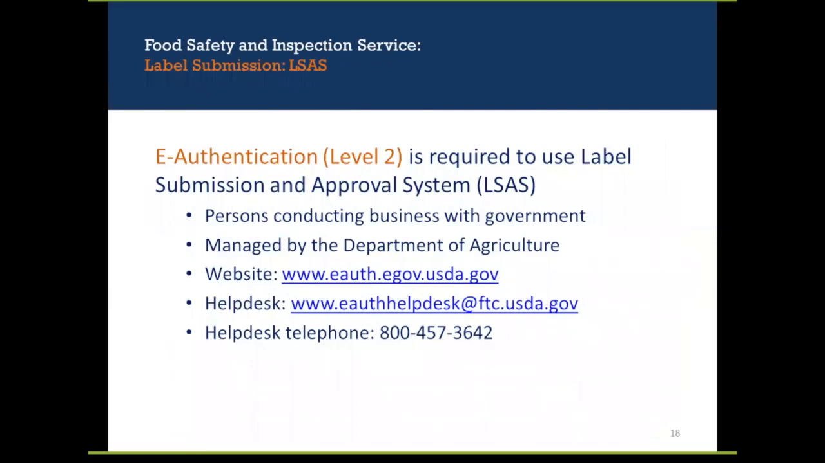Now, to access FSIS's electronic label approval system, the applicant must first receive Level 2 E-Authentication. This is required for people conducting certain electronic business with the U.S. Department of Agriculture. This is a 2-part process which involves registering for E-Authentication credentials and then involves a follow-up visit to a USDA service center. And this slide shows the websites and contact information for that process, which is managed by the Department of Agriculture.